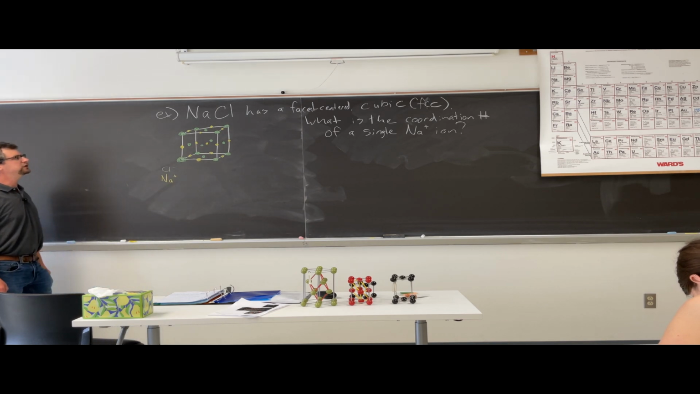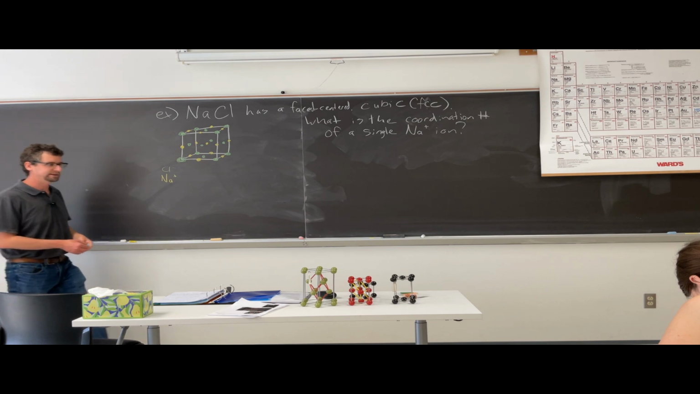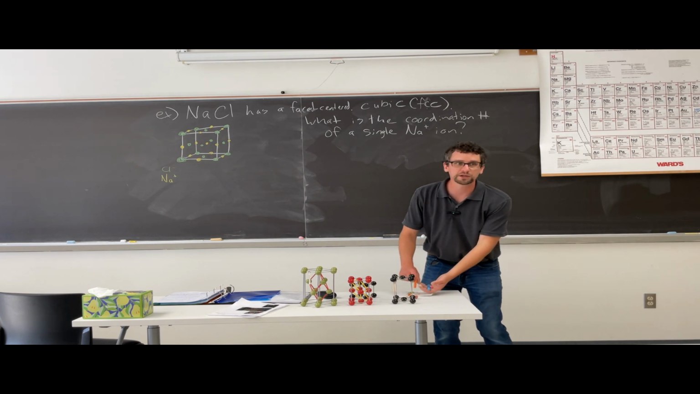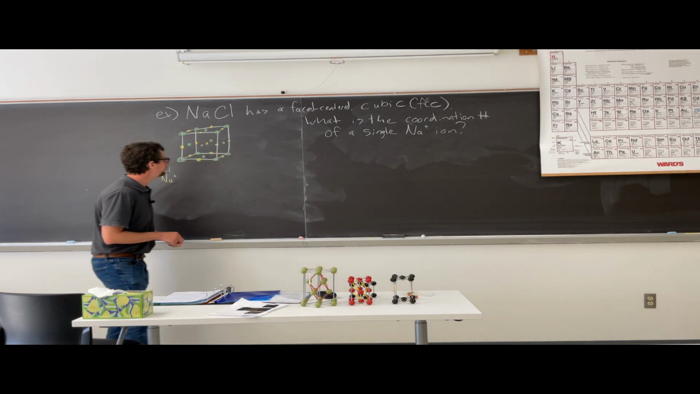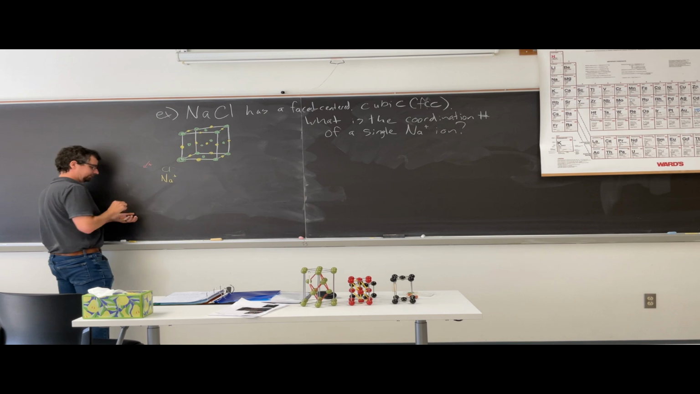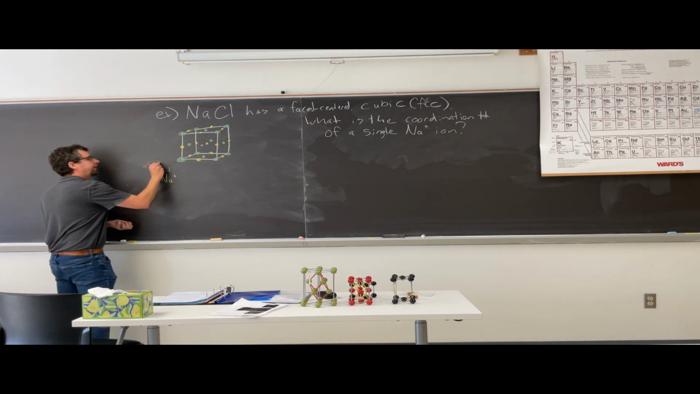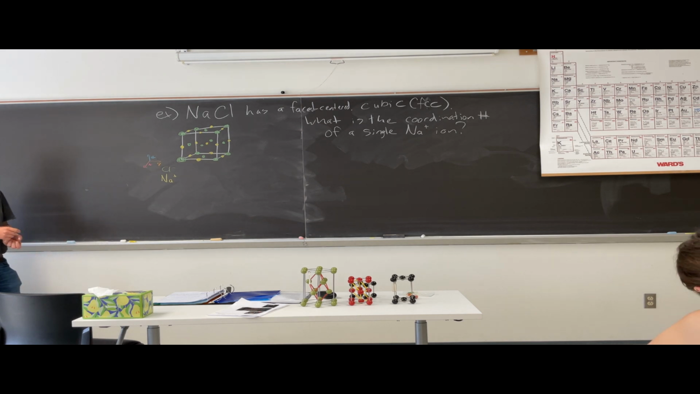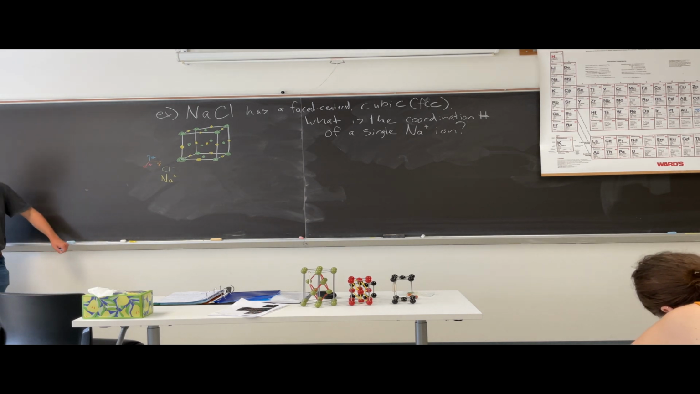Okay, let's try to draw how many are coordinated to this thing. I'm going to use red, blue, and orange for my different directions. Okay, so we'll have X coming out. Y going that way. Z going this way. Which one is probably the best to focus on for the coordination number of all of the different sodium atoms? Why?